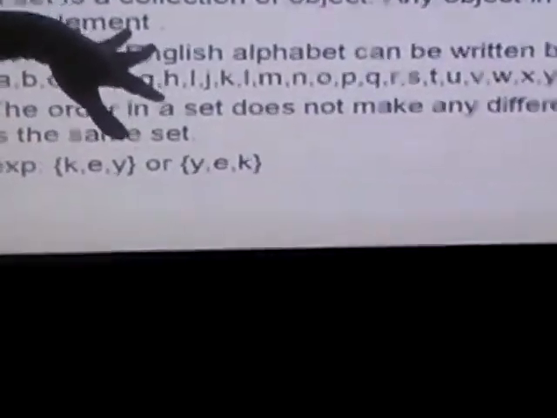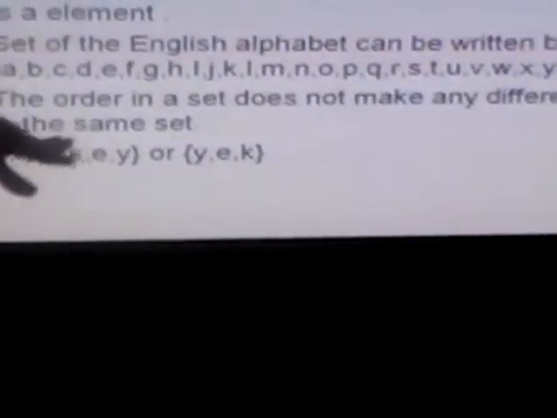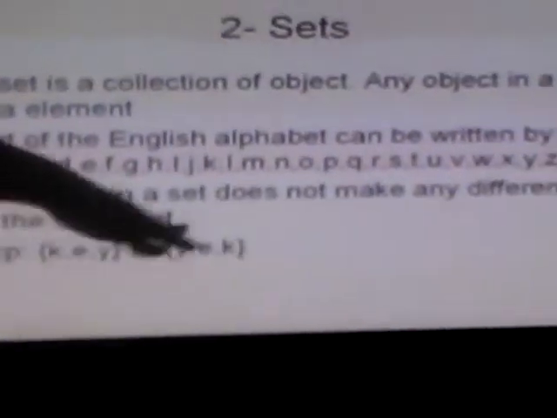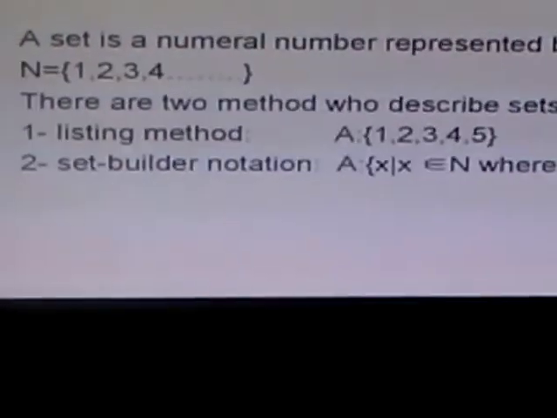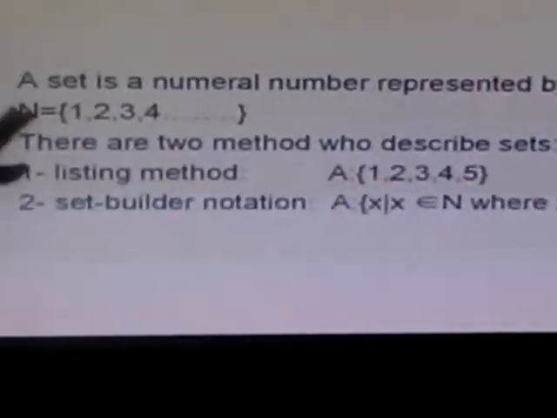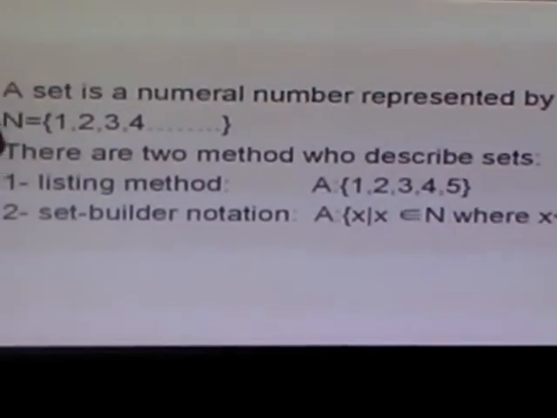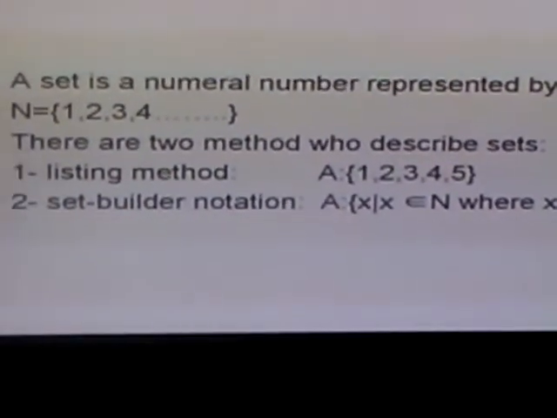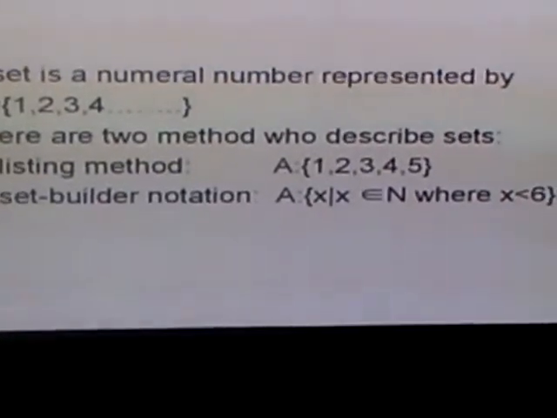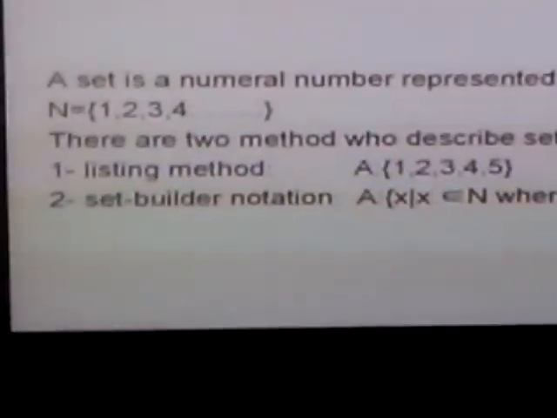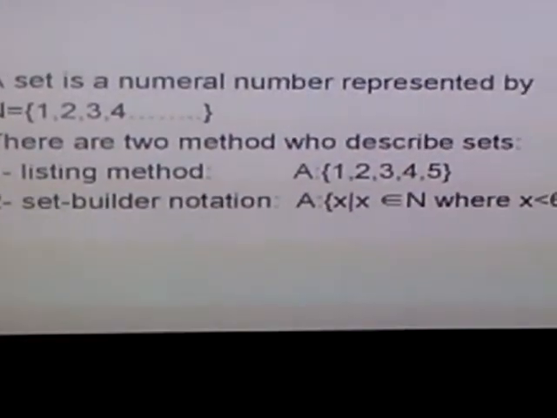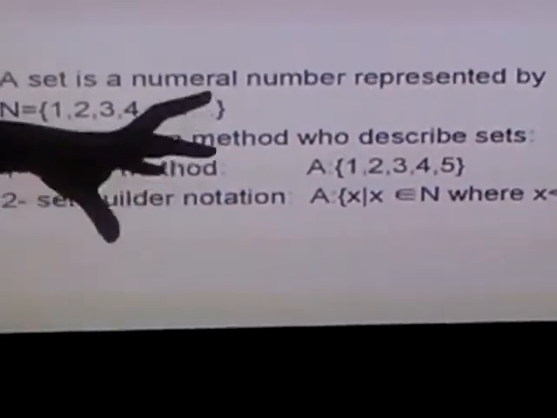The order in the set doesn't make any difference. So like we have in here K, E, and Y, we can write it like Y, E, and K. The set represented by N is the natural numbers, so from 1, 2, 3, 4 until infinity. There are 2 methods that we can use to describe a set.